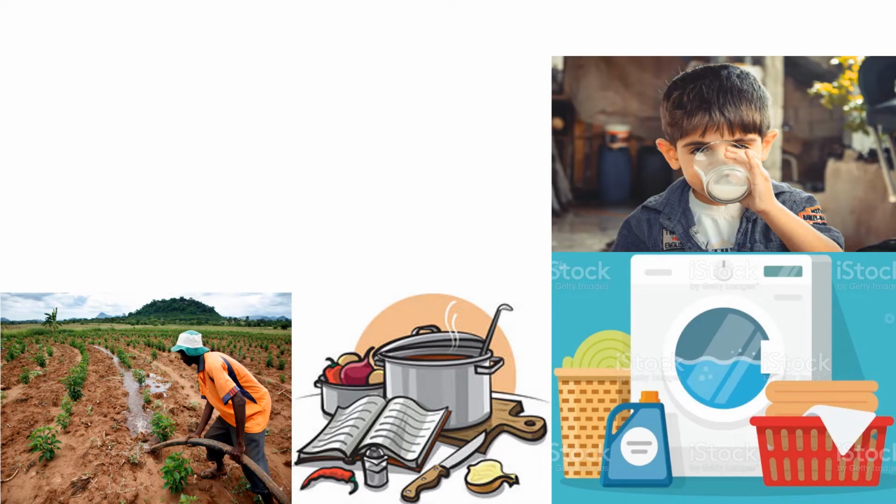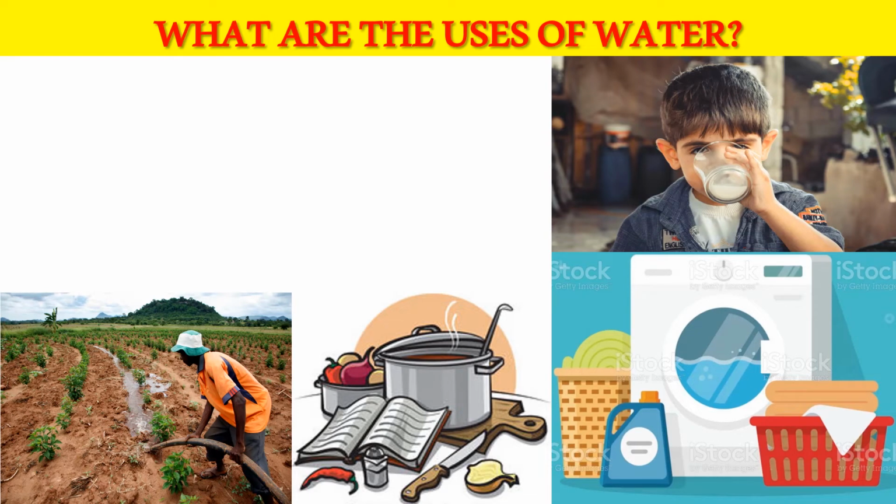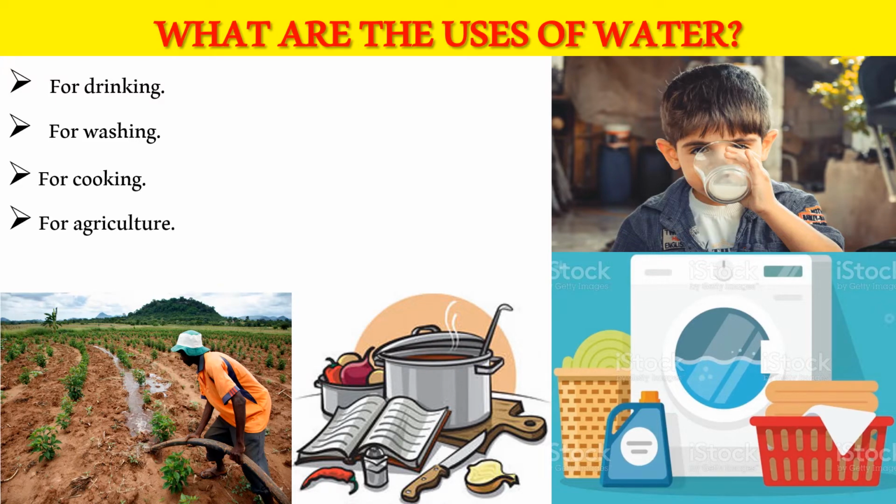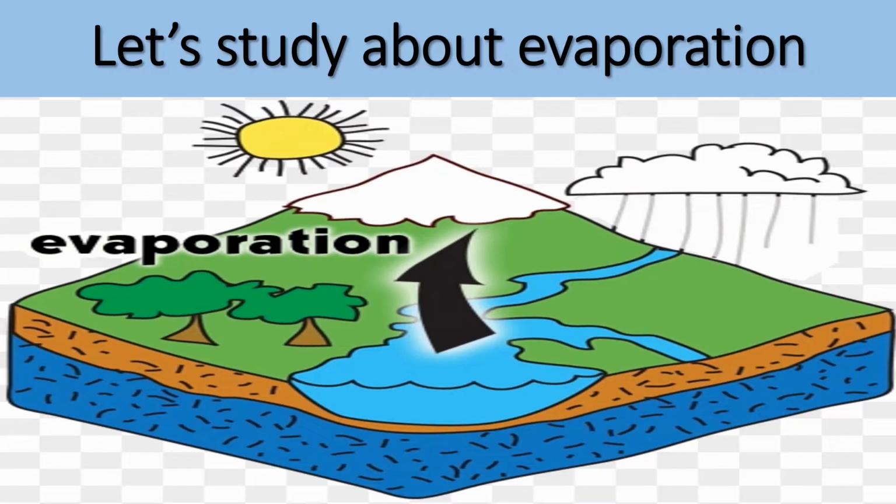You can see there are few pictures here. Just guess what the title could be. The title says, what are the uses of water? So water is used for drinking, for washing clothes, utensils, for taking bath, etc. When we cook food, that time also we need water. Water is used in different agricultural activities. Water is used for generating energy, etc. There are many more. Now let's study about evaporation.